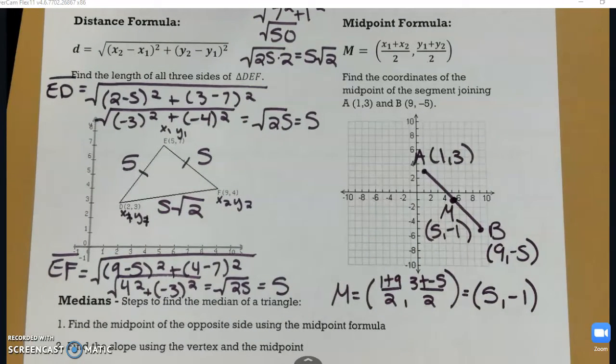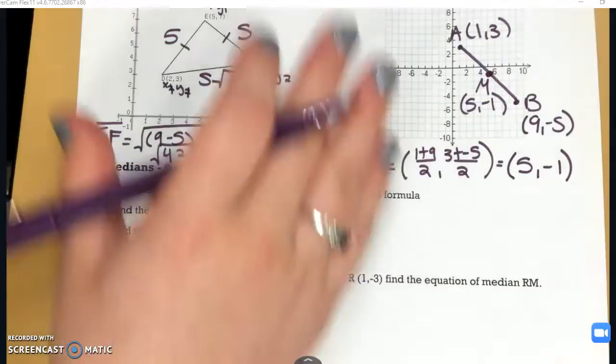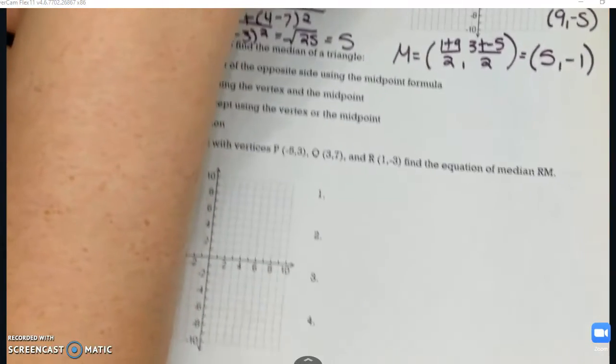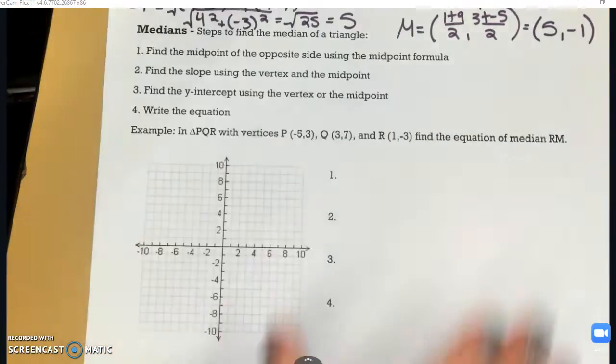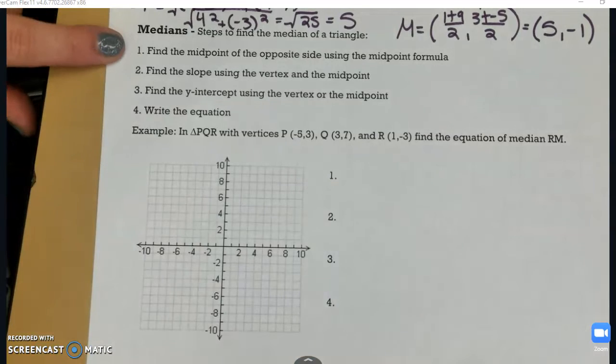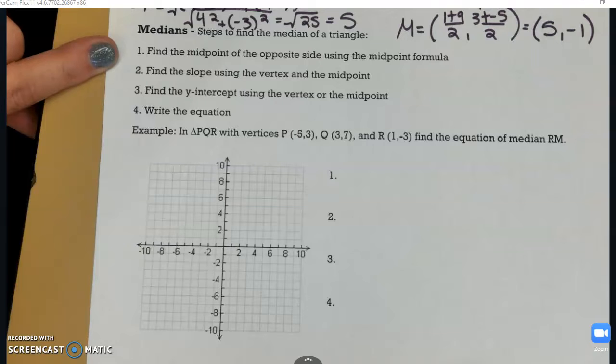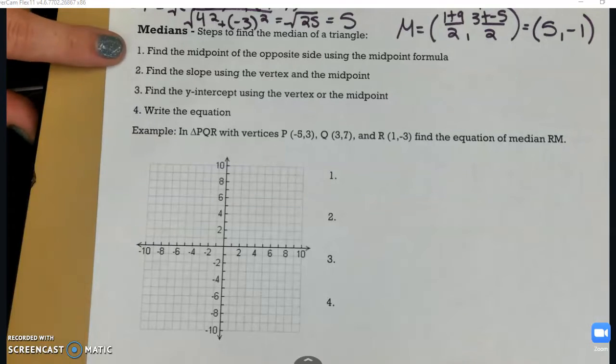So those are the two formulas you need to memorize, and we are going to use those to now talk about median. If I am given a triangle on a graph, I can find the equation of the median by following these 4 steps. First is to find the midpoint of the opposite side, because remember, a median is drawn from the vertex of the triangle to the midpoint of the opposite side. So I use midpoint formula to find the midpoint.